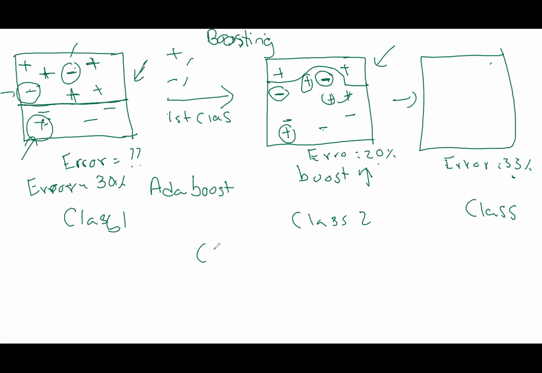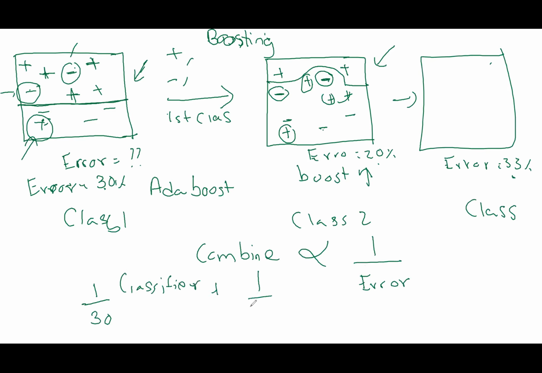The way you combine these individual classifiers is by the inverse ratio of their errors. That means if this has 30% error, then you give it a weight of 1 by 30 times classifier 1, plus 1 by 20 times classifier 2, plus 1 by 33 times classifier 3. So this will be your final output.